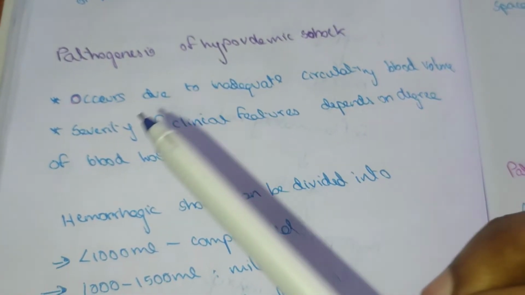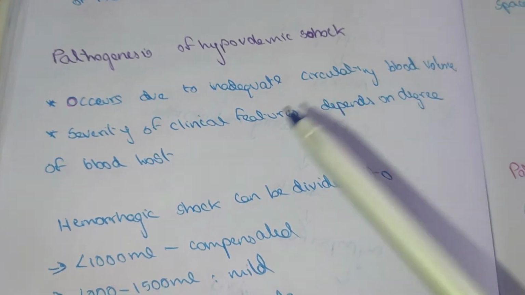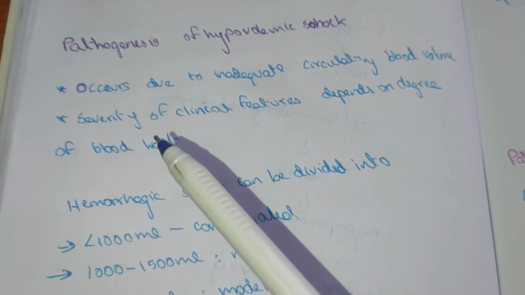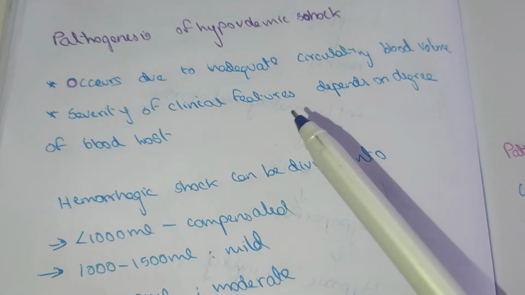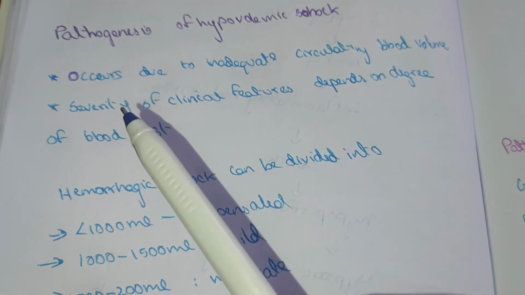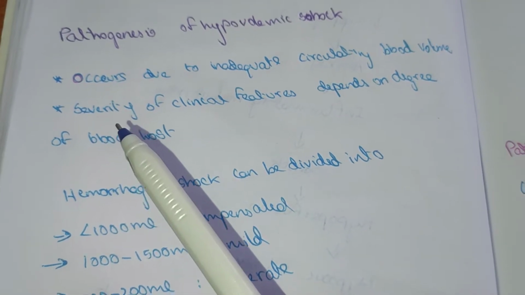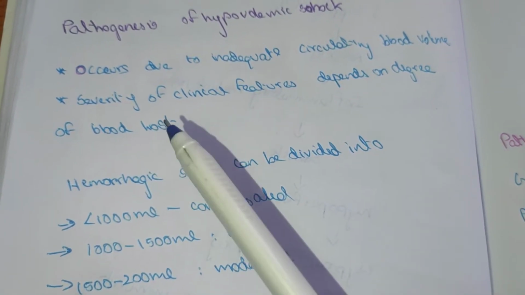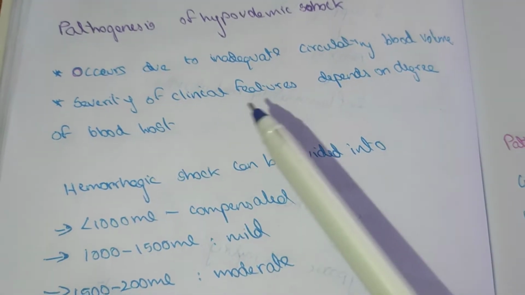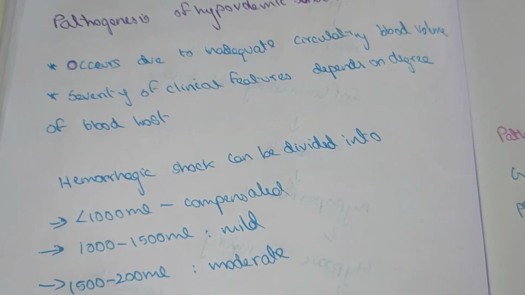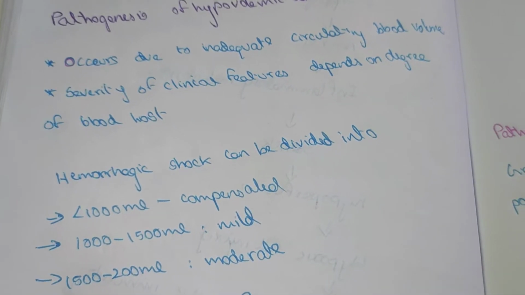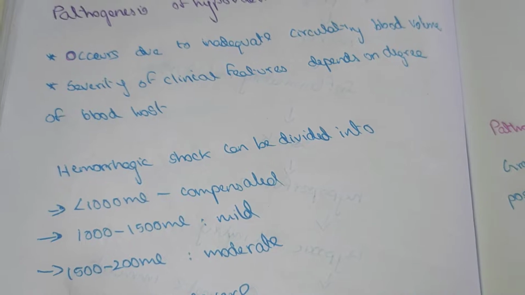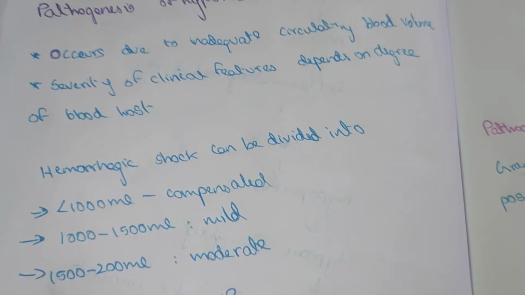Now we will see the pathogenesis of every type of shock. Hypovolemic shock occurs due to inadequate circulating blood volume. The severity of the clinical features depends on the degree of blood lost. The patient can be in the mild stage, moderate stage or severe stage, according to the blood lost.